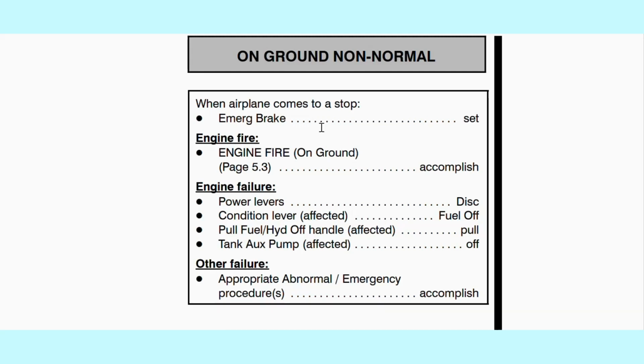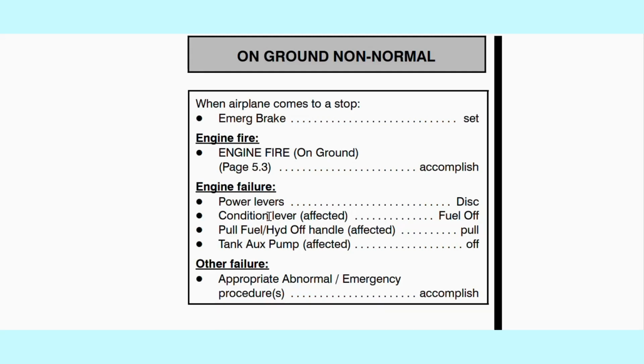When the aircraft comes to a stop, that's when you apply the emergency brake. That's the first item. Then you see what has caused you to make an RTO, a rejected takeoff maneuver. If it's an engine fire on the ground, that's another memory item coming shortly below. If it's engine failure, it simply tells you to put both power levers to disk.